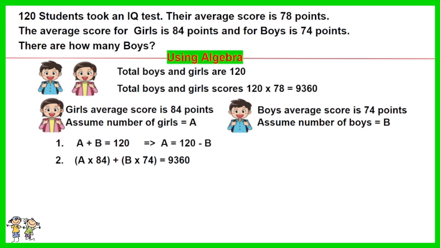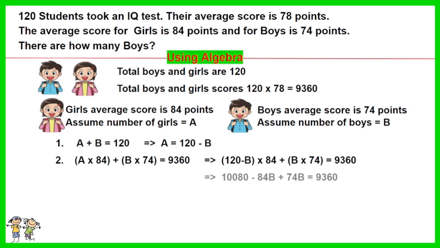Derive A equal to 120 minus B from equation 1. Replace the value of A from equation 1 into equation 2. Resolve the equation and you will find the value of B equals 72, which is the number of boys.